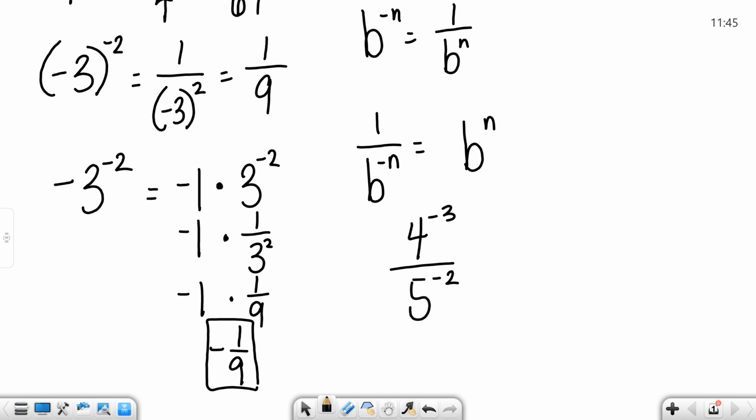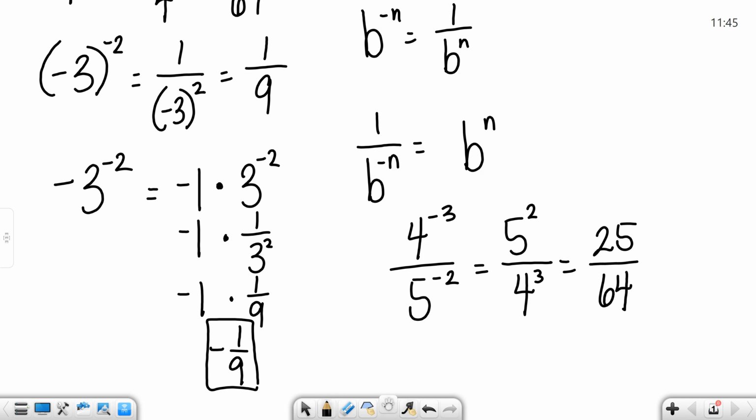All right. So this one's a little crazy. I've got negative exponents in the numerator and denominator. To make my negative 3 a positive exponent, it has to go to the denominator. To make my negative 2 a positive exponent, it has to come to the numerator. And now I do what both of those say. 5 squared is 25, and 4 cubed is 64.